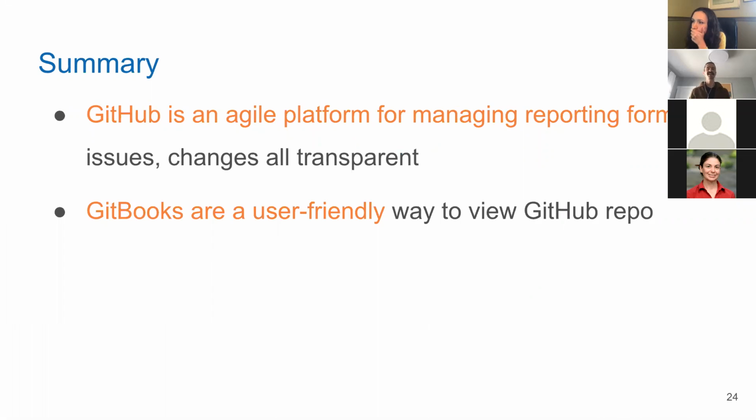And just to summarize, GitHub's a platform for collaboration on not just computer code, but also documents like reporting formats. And there are many benefits, a few of which are version control and issue tracking, as we went over. And lastly, there are lots of different ways to display GitHub content on the web. But Gitbooks is a way to make sure those documents are user-friendly and automatically updated, so we're not duplicating any unnecessary work.